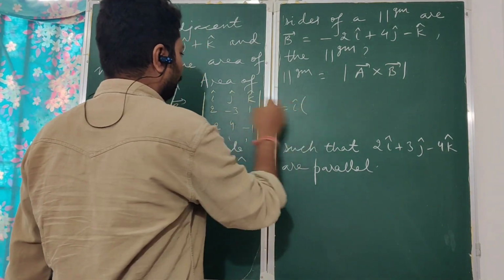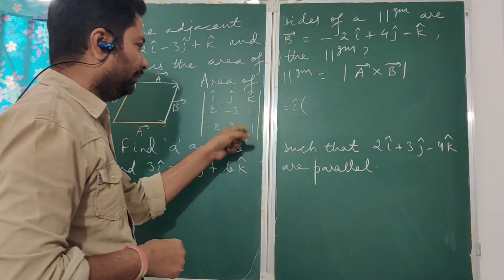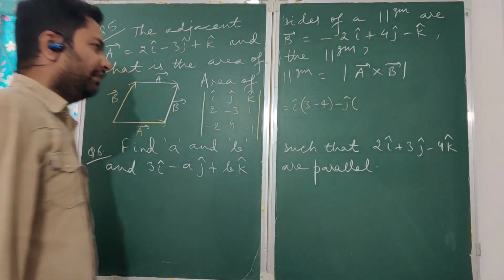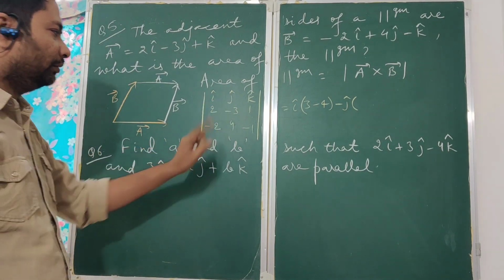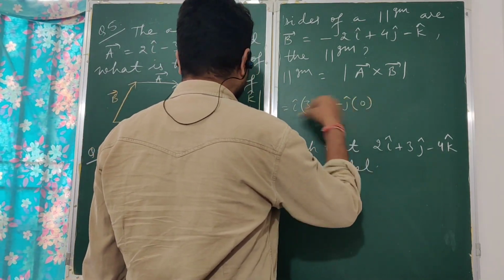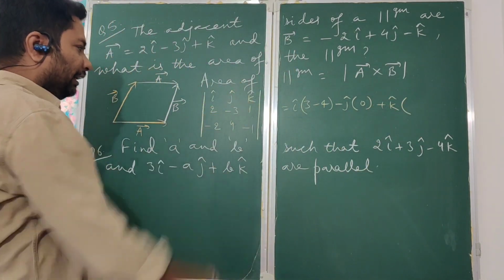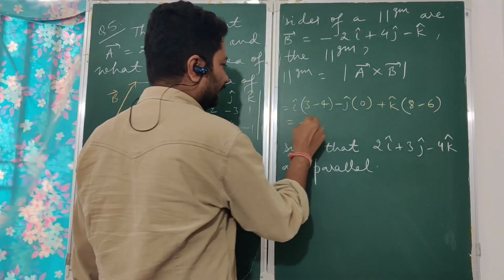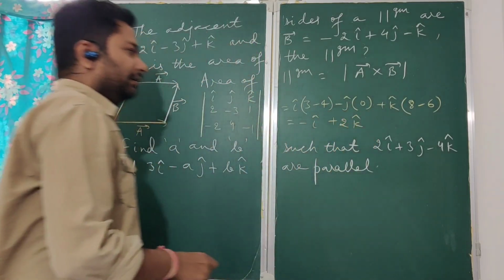So first I cap, how much? We'll eliminate the row and column which contains I cap. So what do you get? 3 minus 4. Alternatively, we'll change the sign. So again eliminate the row and column which contains J cap. So you'll get minus 2 plus 2. So it will be 0. And then again plus K cap, 8 minus 6. So you get it as minus I cap plus 2 K cap.